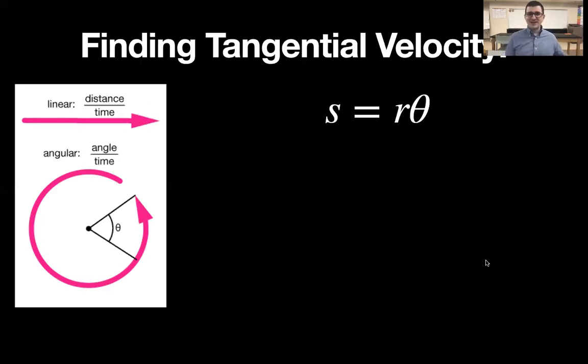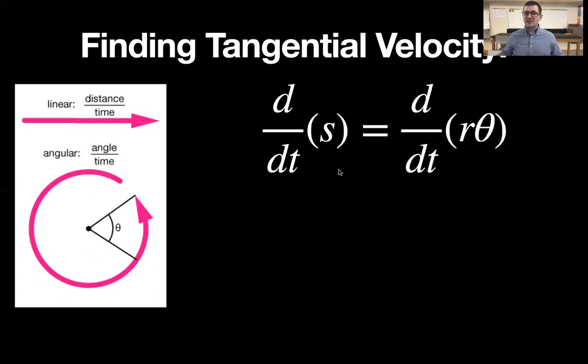Well, remember back at the beginning of this video, I told you that the arc length is equal to the radius times the angle through which the object is displaced. And linear velocity is just going to be the derivative of the arc length with respect to time. So to take the derivative of the left side, we have to take the derivative of the right side. The derivative of the arc length is going to be our tangential velocity.